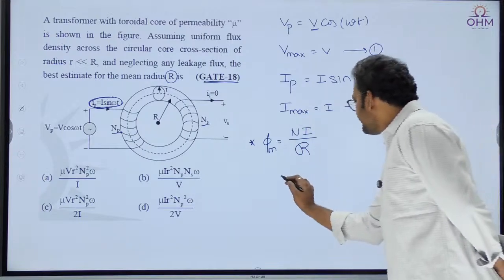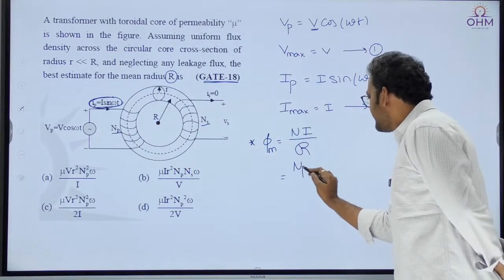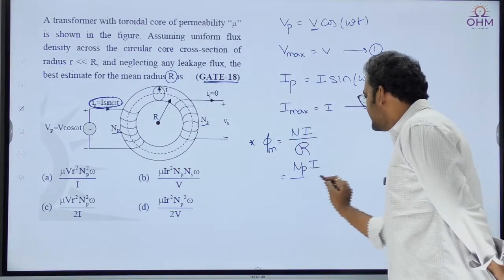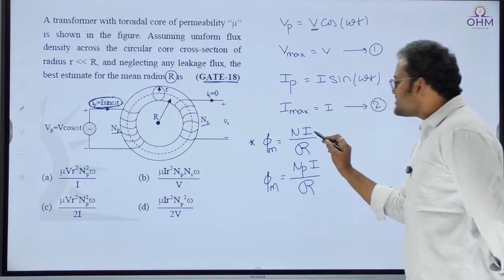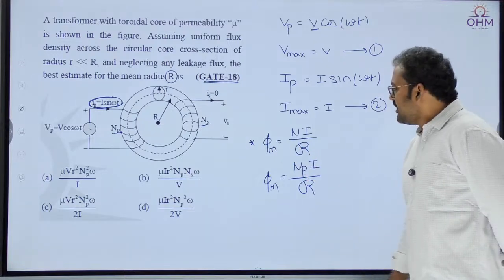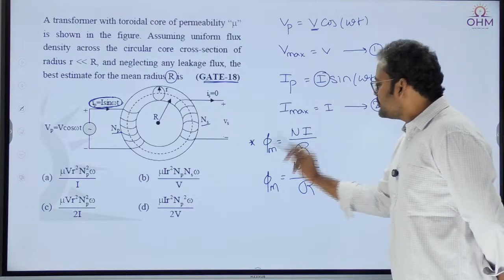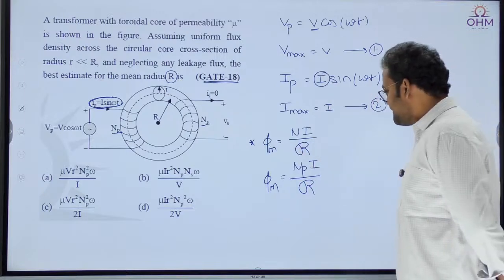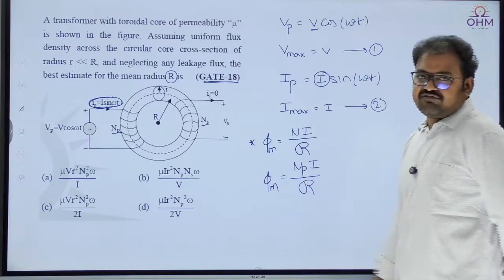Okay, so therefore how many turns we are using? NP. Primary has NP number of turns into I divided by reluctance. Suppose if this I is RMS current, then this flux also becomes RMS value. But right now, according to current equation, this I is maximum current, so this flux is maximum flux. Now I will try to figure out reluctance value so that I will get flux information.